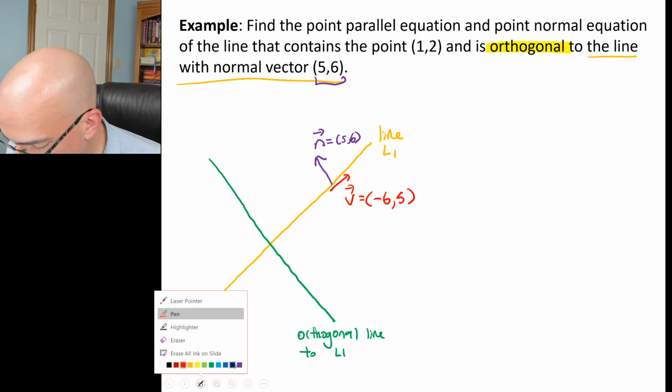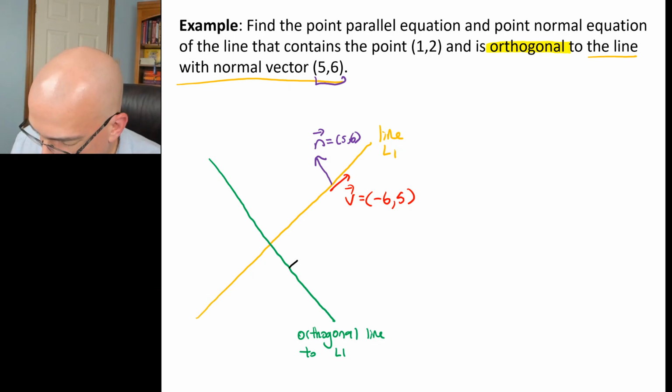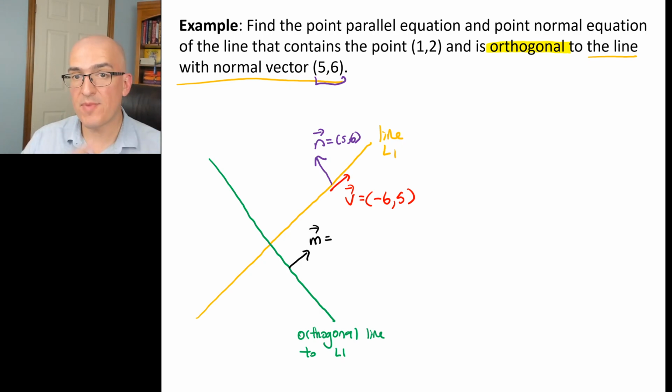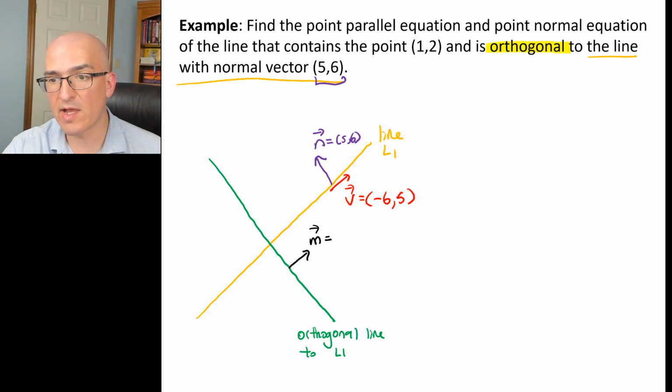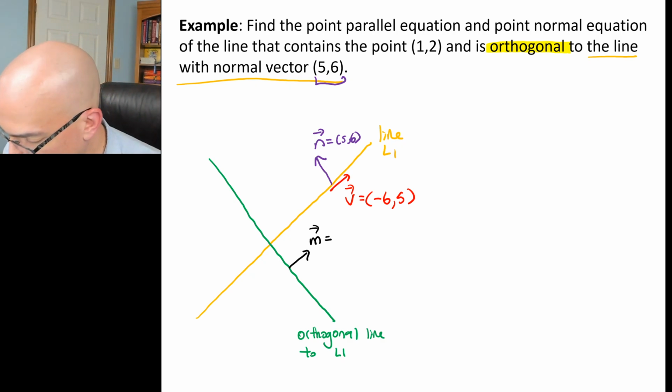Let's label the new line now. I'm going to label a normal vector M and compare the direction of the normal vector for the green line to the two vectors for the orange line. Notice that M is pointed in the same direction as V. So I'm just going to recycle V. I'm going to use V, the direction vector for the first line, as the normal vector for the second line, because these lines are at 90 degrees to each other, and I can do that. So M is -6, 5.